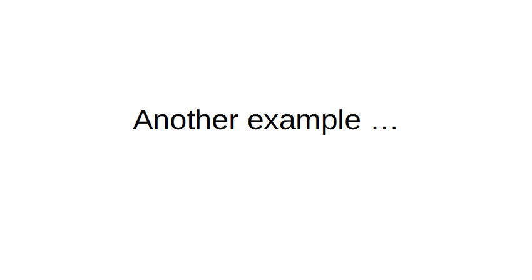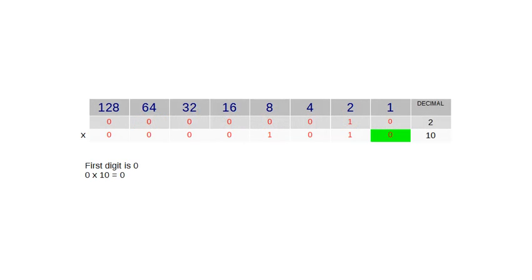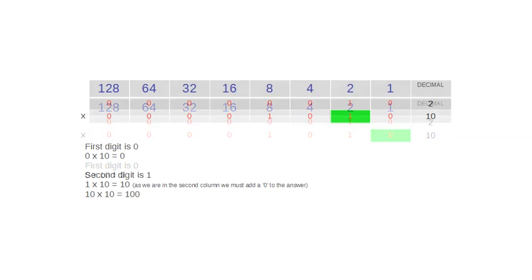Right, moving on to another example. This one slightly more complicated than the last, but still pretty simple. So we're going to look at 10 times 2. And we look at the first digit right to left and we say 0 times 10 equals 0, and then we move on to the next column because it's 0. So the second digit is 1 and we say 1 times 10 equals 10, and as we're in the second column we must add 0 to the answer, so that then becomes 10 times 10, which equals 100, which is 4 in binary.